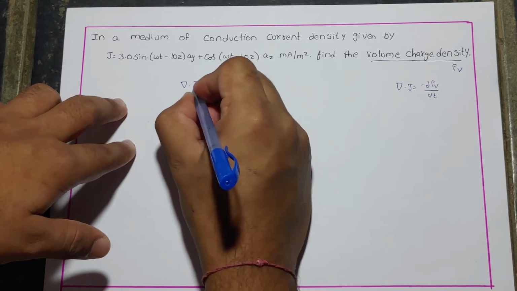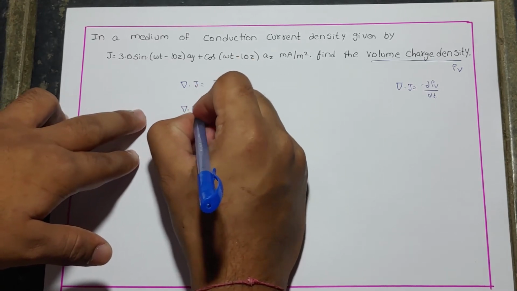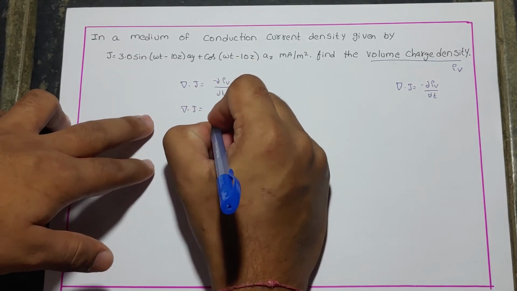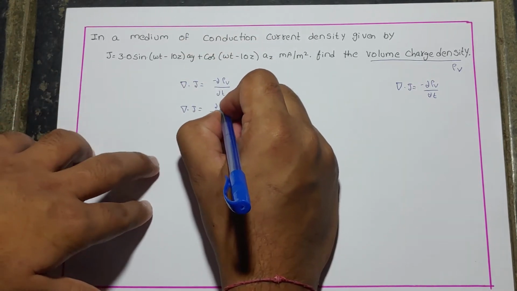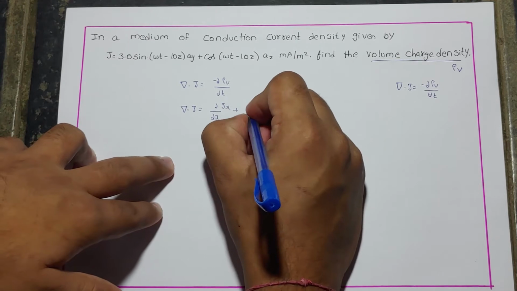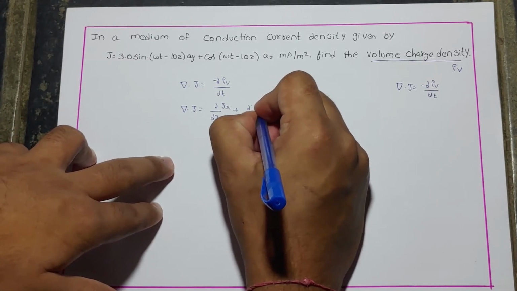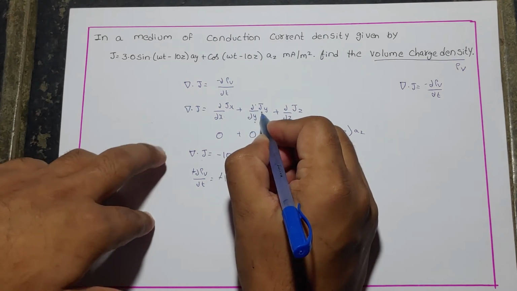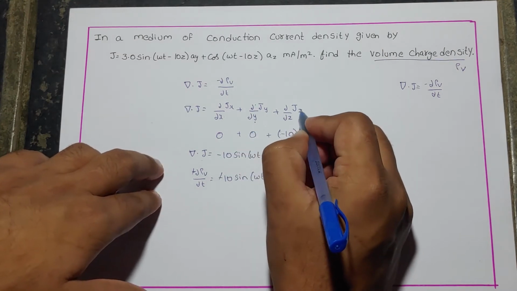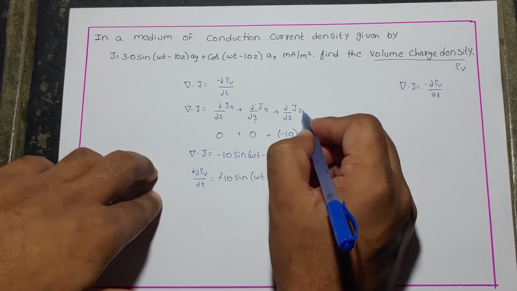First of all, we need to find del dot J. Del dot J is equal to dou by dou x of x component of J, that is Jx, plus dou by dou y of y component, that is dou by dou y of Jy component, plus dou by dou z of Jz component.